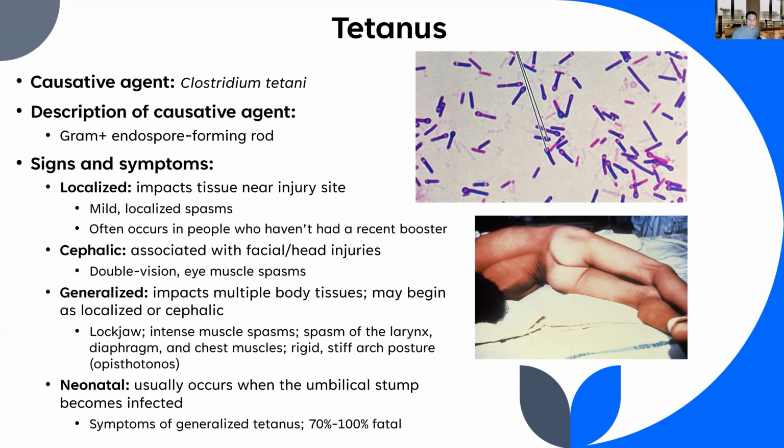So localized tetanus impacts the tissue site near the injury. What you might notice are mild localized spasms. And where you're likely going to get this is if you have not gotten your tetanus booster.